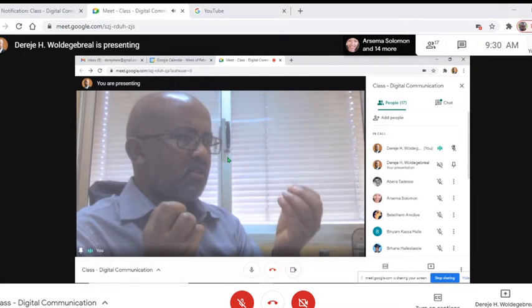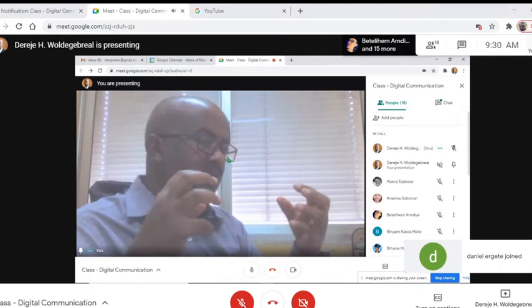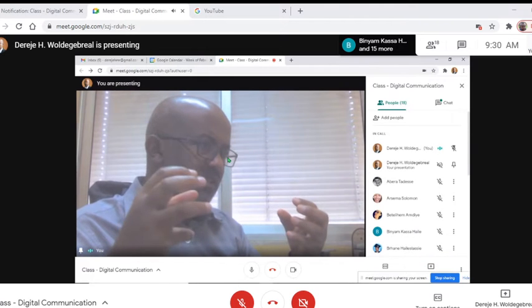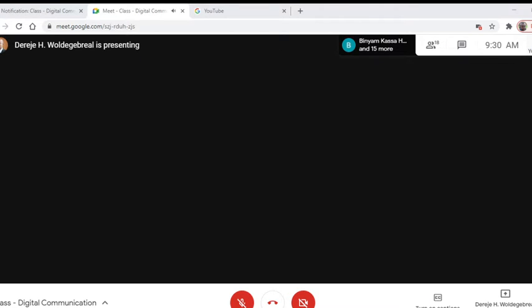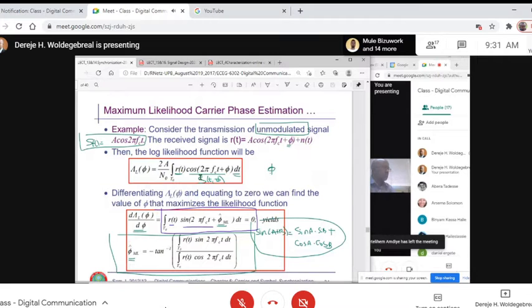Okay, so the whole idea would be finding a value of phase shift phi, which tries to minimize the distance between the received signal R of T and S of phi. Or in other words, we have to find a value of phi that maximizes the correlation between the received signal R and the transmitted signal S of phi. That's basically the log likelihood estimator. Okay, and then we started looking at an example.